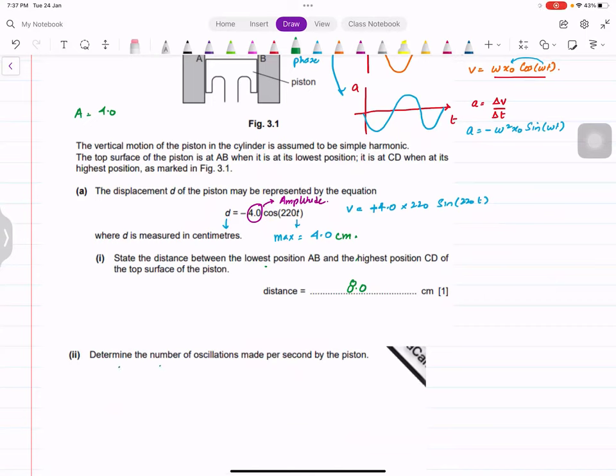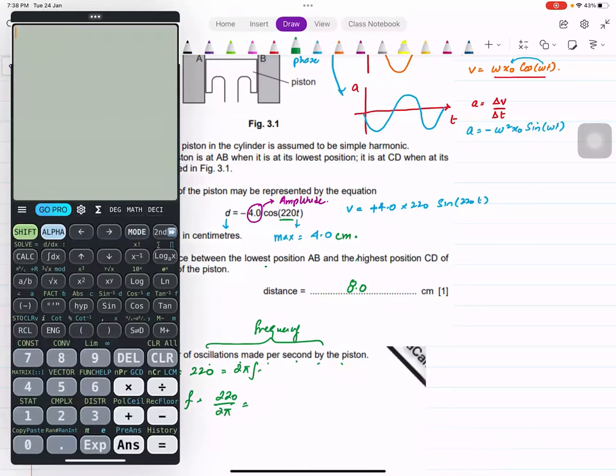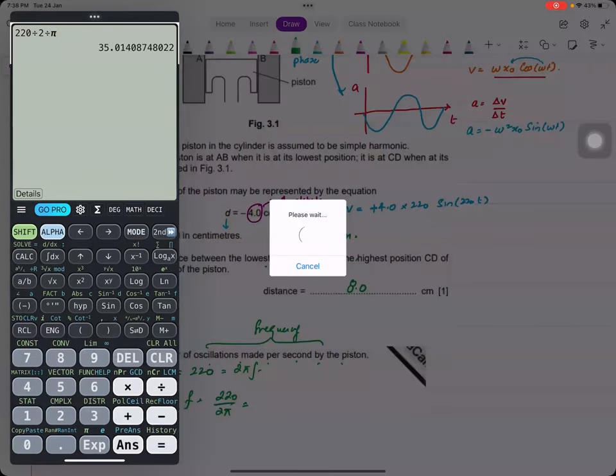Now, it then says, determine the number of oscillations made per second by the piston. If you realize, this section of the equation tells you that this is omega. So omega right now is 220, right? Now we need the number of oscillations per second. Number of oscillations per second basically is the frequency. So omega is given by 2 pi f. So f is going to be 220 divided by 2 pi. So now you just simply use your calculator. You say 220 divided by 2 divided by pi. And that's going to be 35 oscillations made per second.